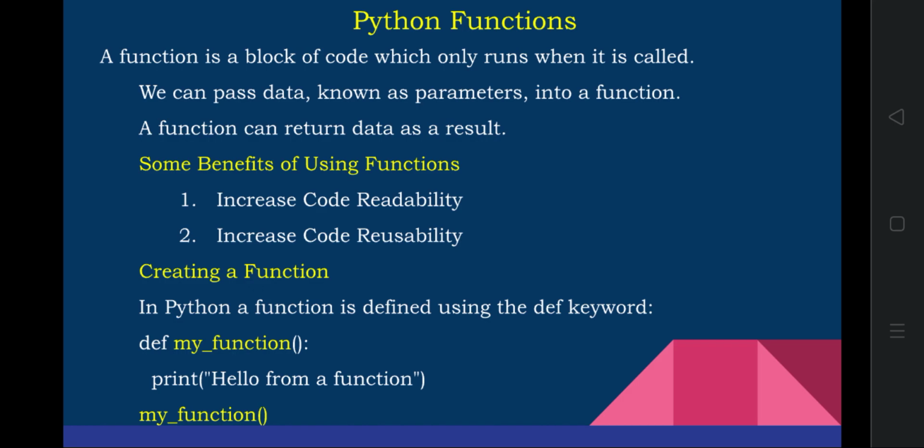Now when the name is mentioned, it is called a function call. This function has no return value, it is just defining a function. The function call is done by the function name. So the function name is my_function, and this is the function call. So this is how to create a function and make a function call.